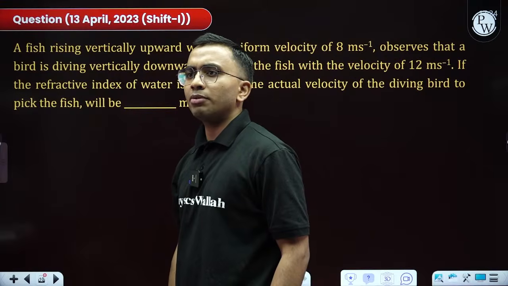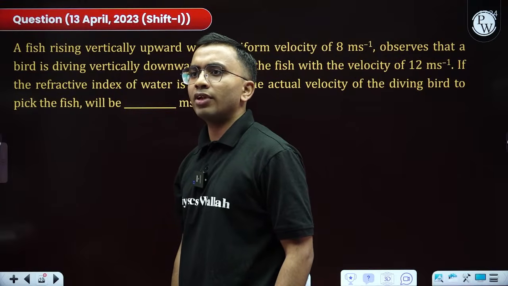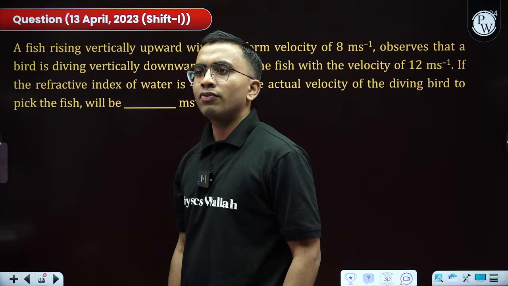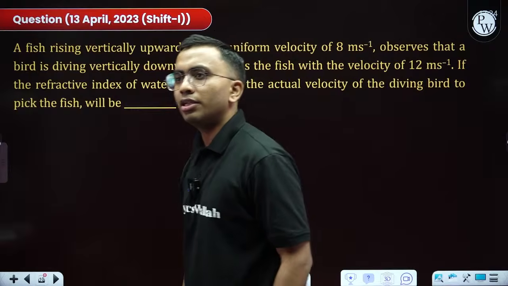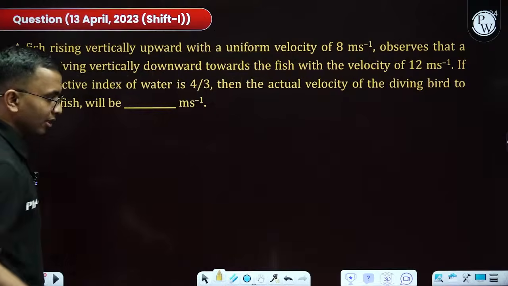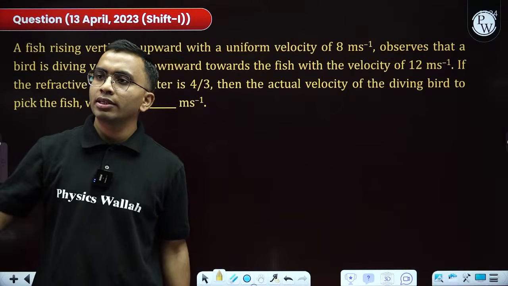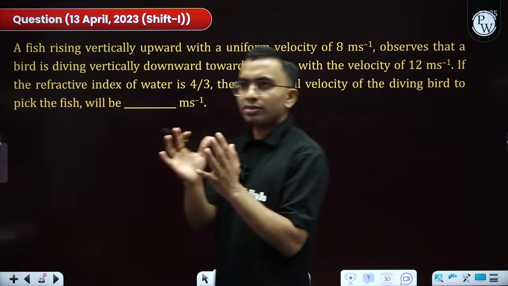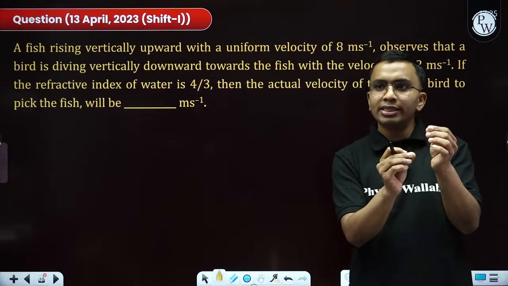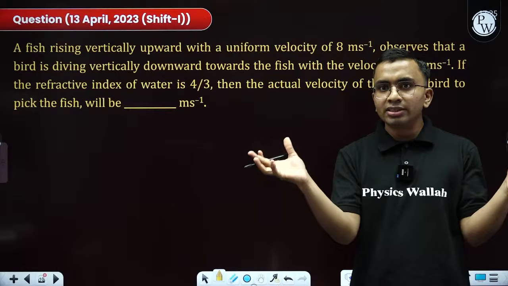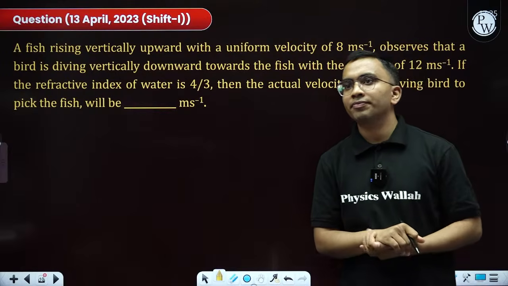For the shift in image, should we subtract by 12 only? Yes, for the shift in image. If you didn't get it, it is t into 1 minus 1 by mu. Actually it is d, and apparent is d by mu. If the shift is asked, you can subtract the two.